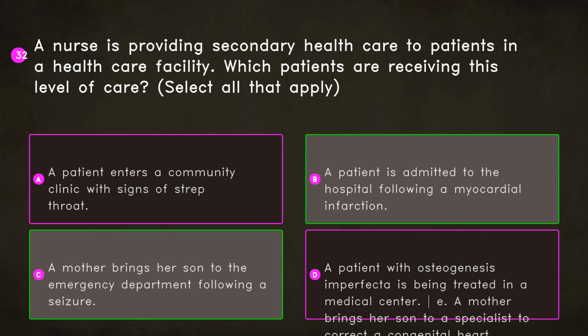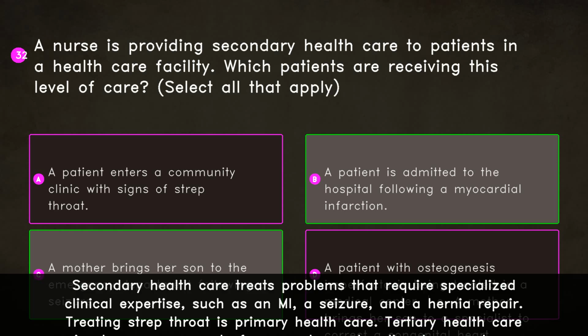The correct answer is a patient is admitted to the hospital following a myocardial infarction, and a mother brings her son to the emergency department following a seizure. Secondary health care treats problems that require specialized clinical expertise, such as a knee problem, a seizure, and a hernia repair. Treating strep throat is primary health care. Tertiary health care involves management of rare and complex disorders, such as osteogenesis imperfecta and congenital heart malformations.